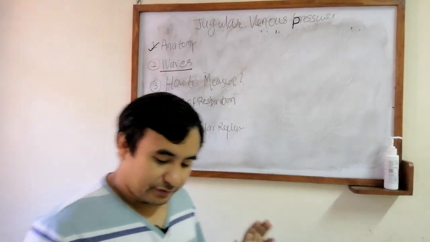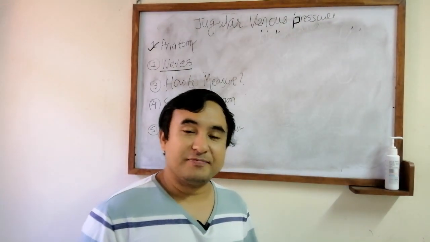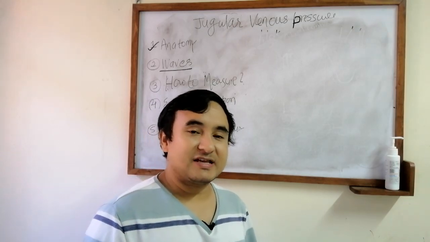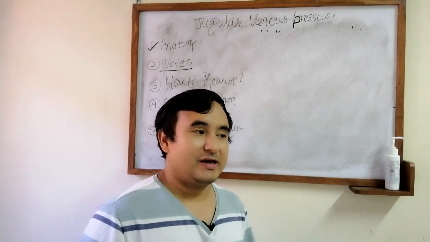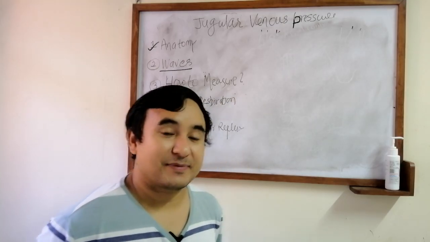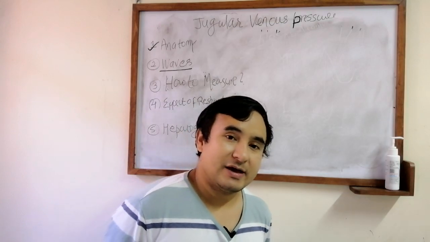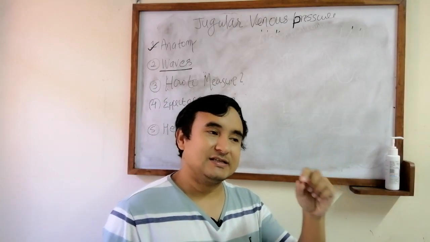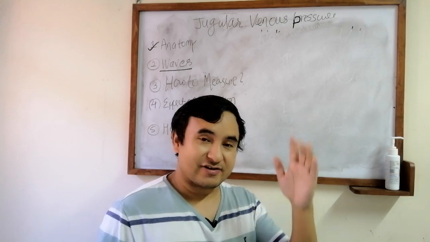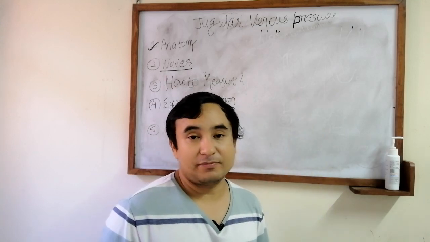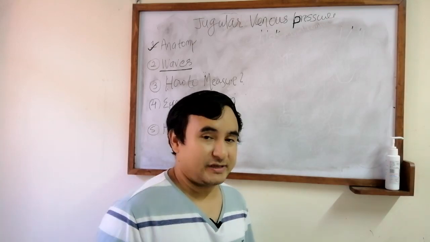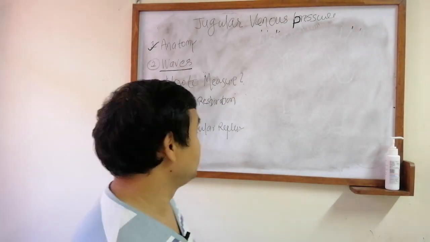Then we have also learned about the waves of JVP. There are three positive waves, that is A wave, C wave and V wave, and two negative deflections, that are the X descent and the Y descent. A wave is because of atrial contraction, C wave is because of ventricular contraction, X is because of atrial relaxation, V is because of atrial filling, and Y is because of tricuspid valve opening. So these are the mechanisms of these waves.